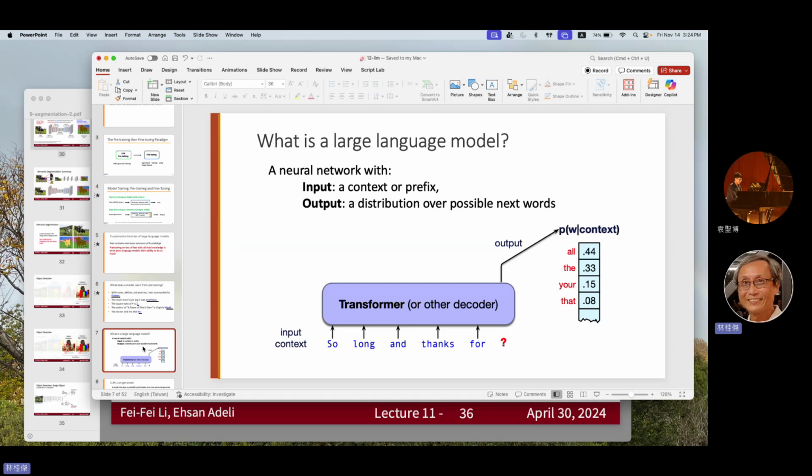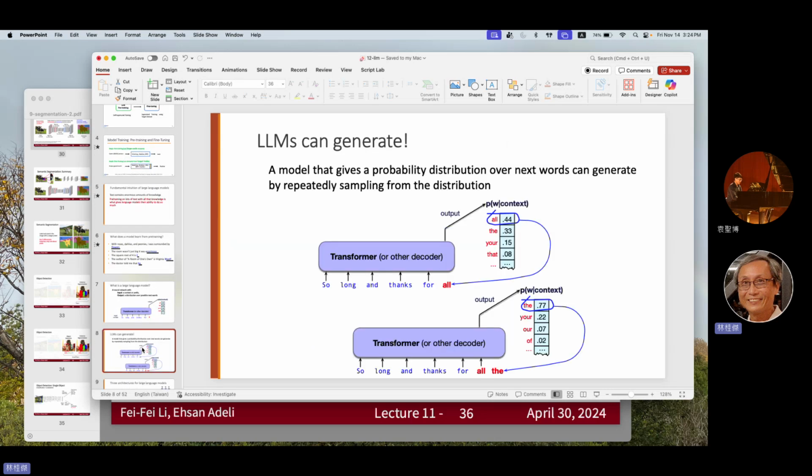So here you have the input context, so long and then for, and the next words. In this model's output, given your context, these are the words, and the probability of this one, all, is 0.44. THE is 0.33. All of these are possible outputs. The language model could actually have a whole list of possible outputs, each with some probability, or distribution. And the system, of course, needs to choose one to be your output.